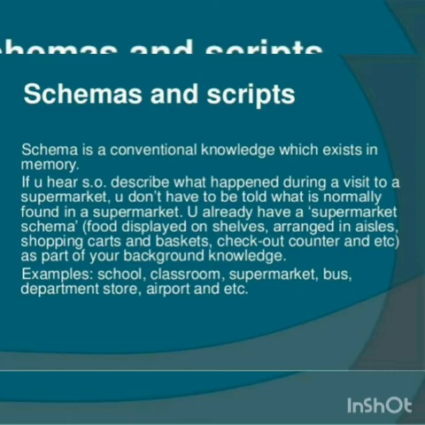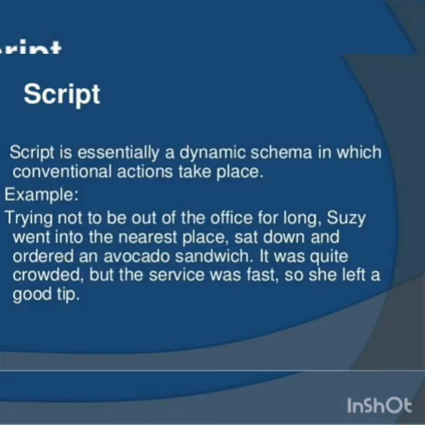Scheme and script. Scheme is conventional or usual knowledge which exists in memory. If you hear someone describe what happened during a visit to a supermarket, you could suddenly remember different kinds of items and food which are in a supermarket. Example, school. If you hear school, there are children, there is a teacher, there are lots of books and lots of stuff and so on. Script is essentially a dynamic scheme in which a conversational action takes place.